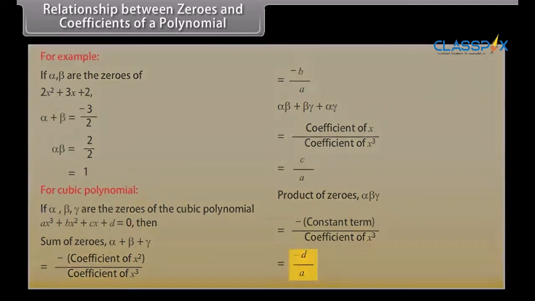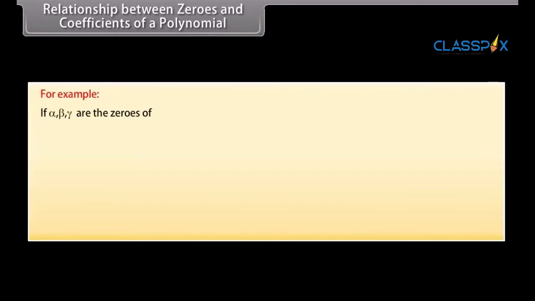d upon a. For example, if alpha, beta, gamma are the zeros of 4x cube plus 2x square plus 3x plus 1, then alpha plus beta plus gamma is equal to minus 2 upon 4. Alpha beta plus beta gamma plus alpha gamma is equal to 3 upon 4. Alpha beta gamma is equal to minus 1 upon 4.